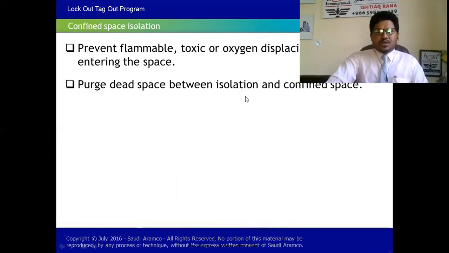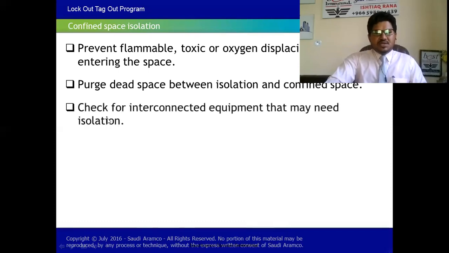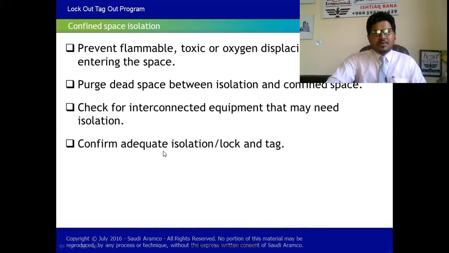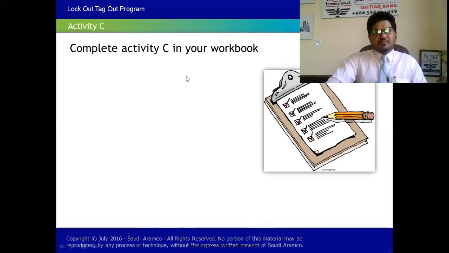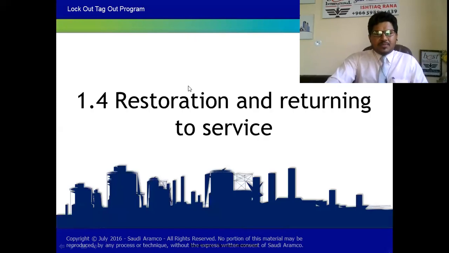Purge that space between isolation and confined space. Check for interconnected equipment that may need isolation. Confirm adequate isolation, lock and tag. Blinds and disconnection of piping are approved for confined space entry, and that's what we remember exactly. So you can complete this exercise C, but make sure you give the right answers.